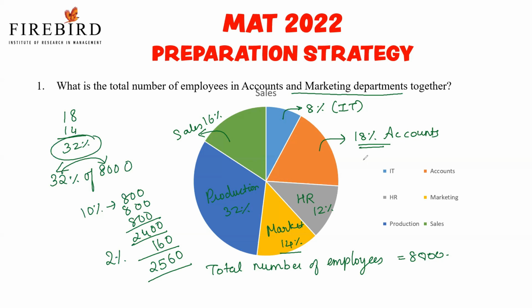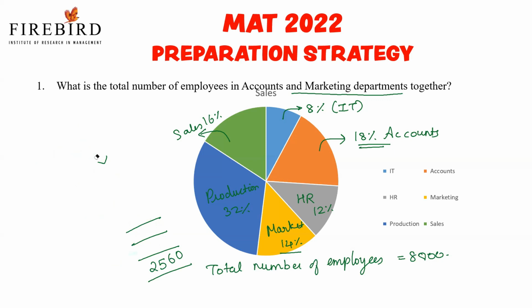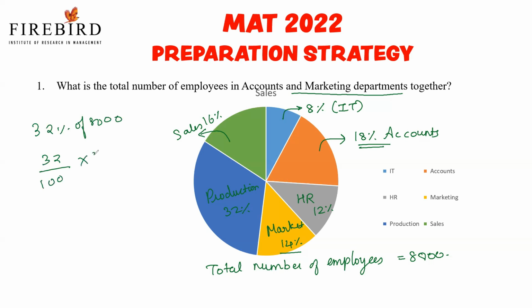Instead of going by the normal method, see what you will do for the normal method. See 32% of 8,000. So 32 by 100 into 8,000, and you have to cancel the 2 zeros. So 32 into 80, you will get the answer, right? So instead of going by this normal method, just try to solve.